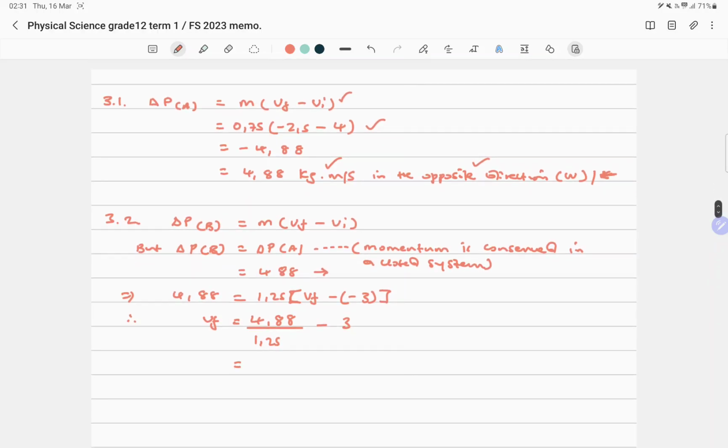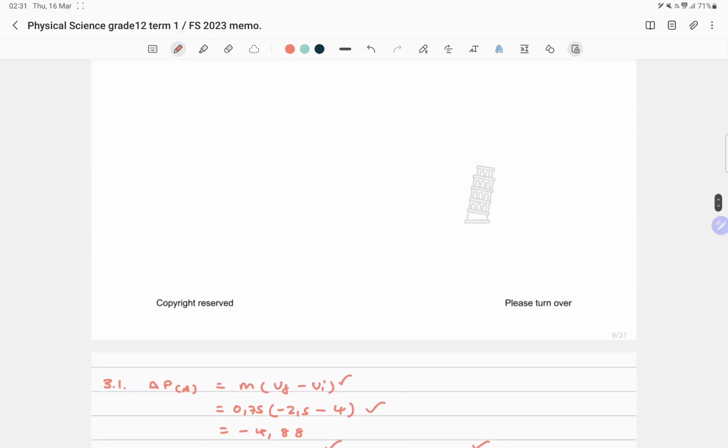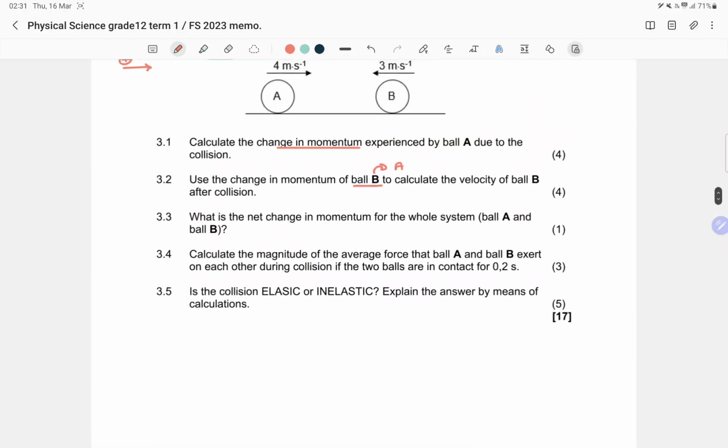So let's do this one finally. So we've got 4.88 divided by 1.25 gives us that. We subtract 3 from it. We're getting 0.9 meters per second, and this one came out positive. So this one is definitely going to be in that direction. Let me see, what is the story here? What was the question here? Yeah.